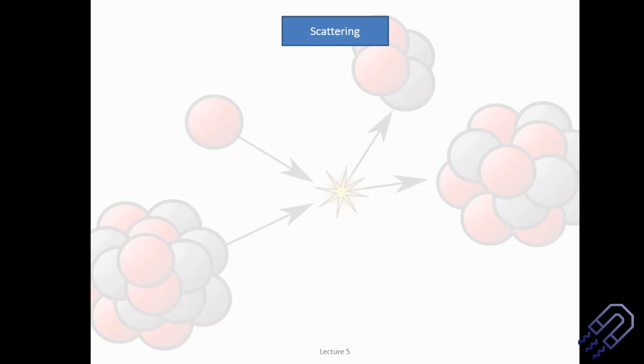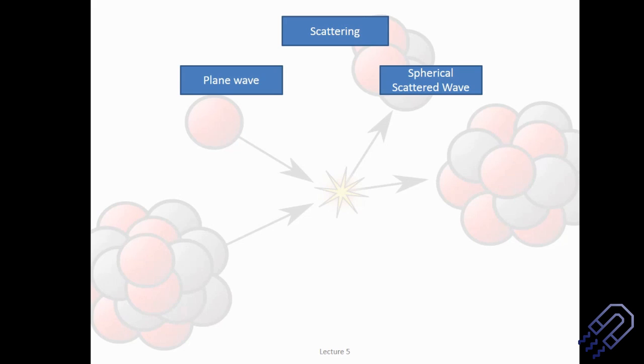It took me some time to prepare this slide because I was thinking how to make it simple. So if you consider scattering, after scattering happens, you can actually have a plane wave or a spherical scattered wave. It depends on the velocity of the incoming particle. So let's say the electron is coming and hitting the target. After it gets deflected or scattered, you will have a plane wave and the spherical scattered wave. So try to understand this.